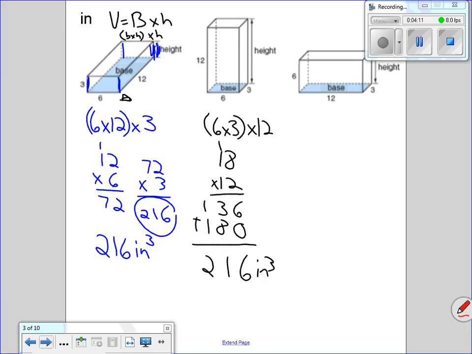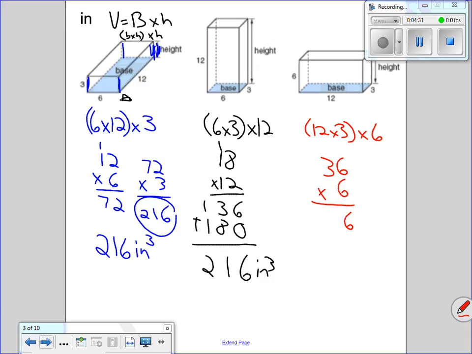One more over here. Big B, so we have 12 times 3 times the height, which is a 6. Once again, it's the same shape as before, but it's just flipped over again on another side. 12 times 3 is 36. We're going to multiply that by 6.